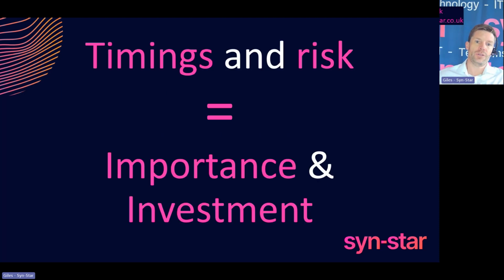And then the final thing that you really need to know is the timings, and the risk is equal to the importance and the investment. So how fast do you need things up and running? What is the impact to the business and the cost? An example could be, let's say your run rate is £10,000 an hour. How much would you be willing to spend to ensure that that £10,000 an hour continues? And then you work back from there.